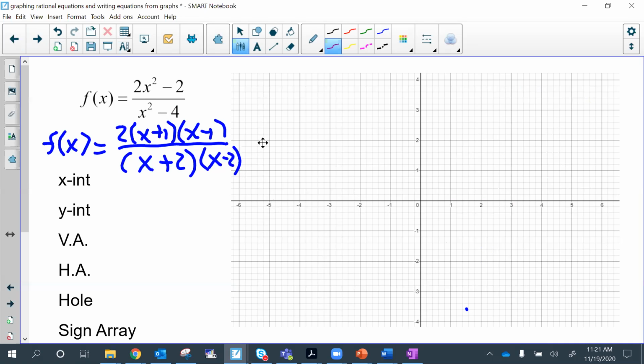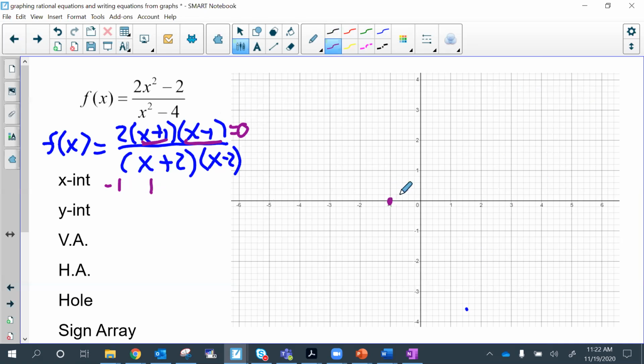I want to say set the numerator to 0. Yep, that's a good idea. And when we have more than one parenthesis, then we're just going to look at the parentheses one at a time. So if I have x plus 1 equals 0, what would make that become 0? That'd be -1. Great. And if we have x minus 1 equals 0? It would be a positive 1.